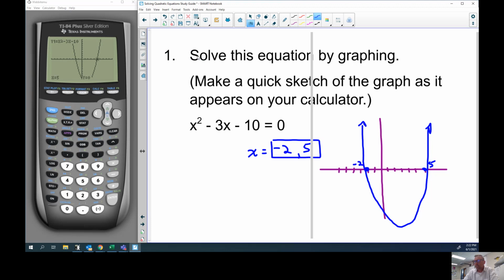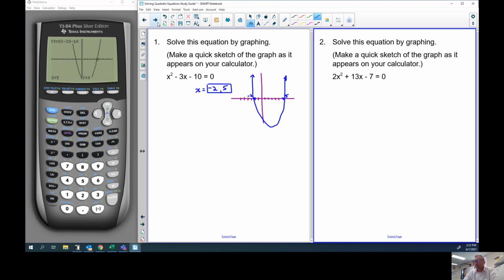Ready to do it again? Let's go dual screen here, and I'll go over here and do this. All right, so again, by graphing. Let's go to y equals, and we'll type that in: 2x squared plus 13x minus 7. Graph it. So let's see, when I hit the trace button, 1, 2, 3, 4, 5, 6, 7, it looks like -7. There we go. So x equals -7, that's one of our solutions.